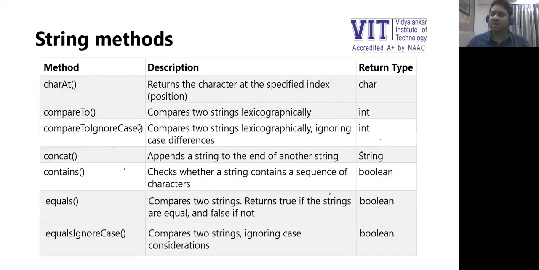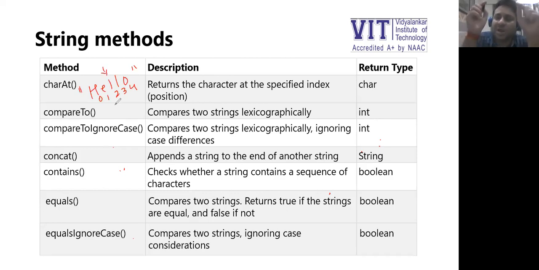Now Java comes with a lot of methods. We'll just have a brief run on these methods. charAt will return you the character at a particular position in the string. If I say HELLO, the positions are 0, 1, 2, 3, 4. And if I say charAt(2), it will return L.